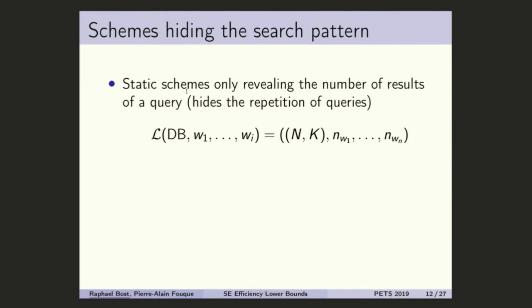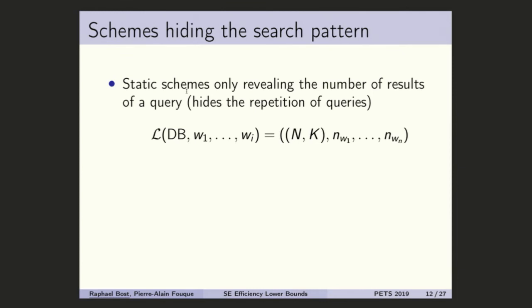So if we focus on schemes that hide the search pattern, and by the search pattern I mean the repetition of queries, we're going to have a leakage function that is essentially that one. If we have a database and a sequence of search queries, W1 up to Wi, what we're going to reveal is the size of the database and the number of distinct queries. And then for every search, the search algorithm is going to reveal the number of results that has been returned by the search algorithm.